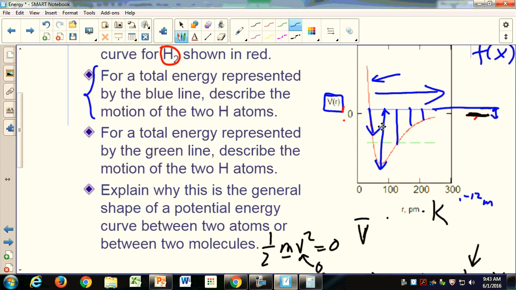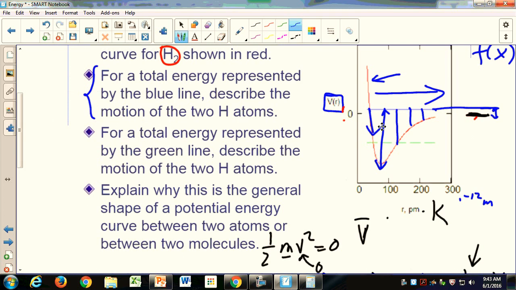So those two hydrogen atoms, if they were separated to begin with, they're not going to get stuck. Okay, they're going to collide and then they separate. They're not going to form an H2 molecule. They have enough energy to separate.